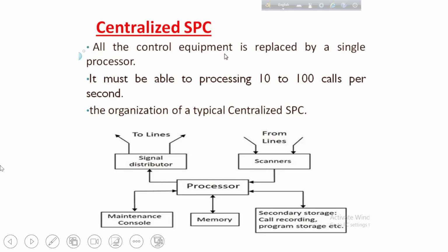Now we can see the organization of a typical centralized SPC. There is a processor and there are connections from lines. So these are our input lines. We are going to scan the instructions, then they will be sent to the processor. Then there is a connection from the processor through the signal distributor to the outlines, or to the called subscribers. The processor will also be controlling the maintenance, the memory, and the secondary storage like call recording, program storage, etc.